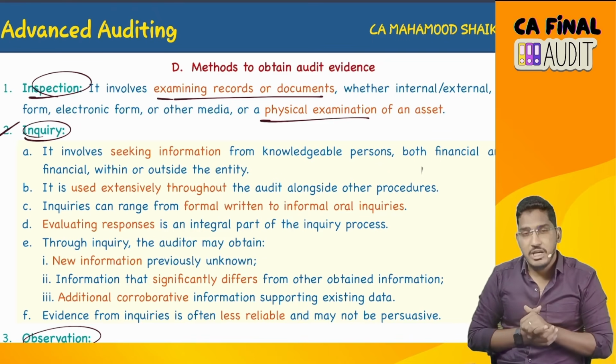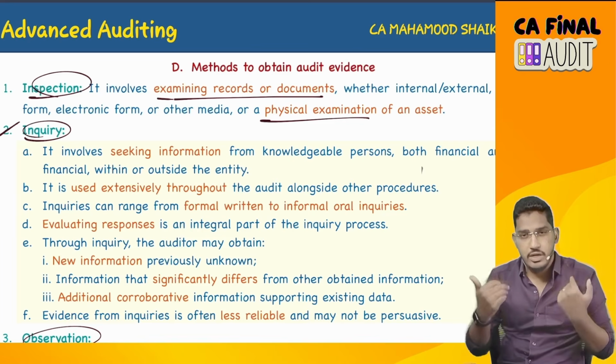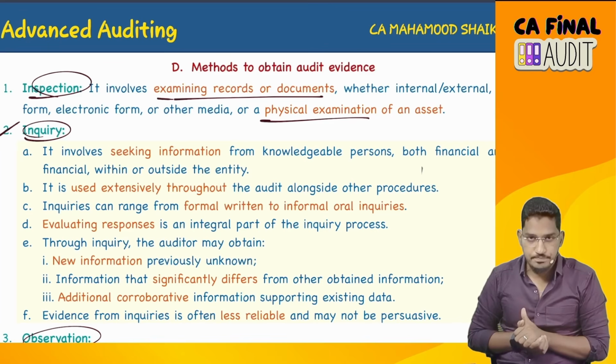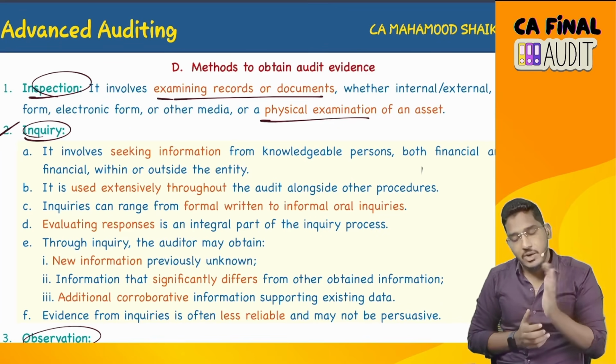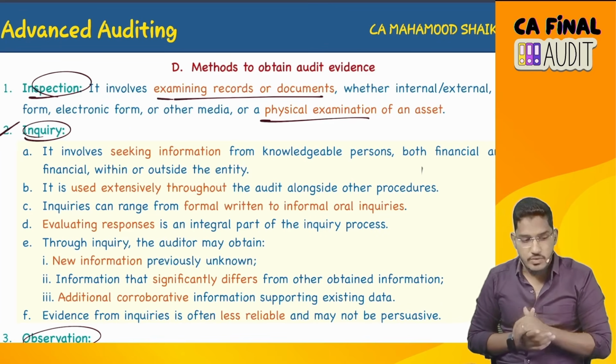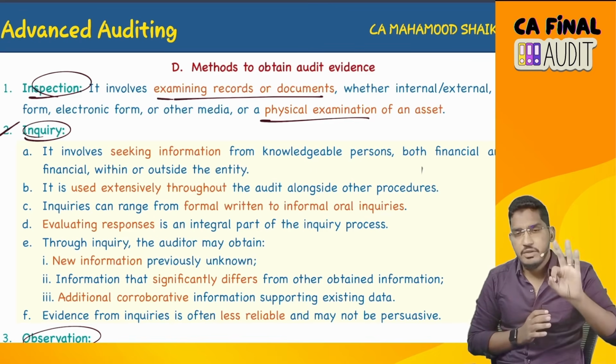Why is evidence from inquiry less convincing? Because you can't expect anybody to come and voluntarily disclose what mistakes they have made. So that's why inquiry will give evidence, but it will be the least persuasive when compared with all other methods. And by doing inquiry, three kinds of information you will get.